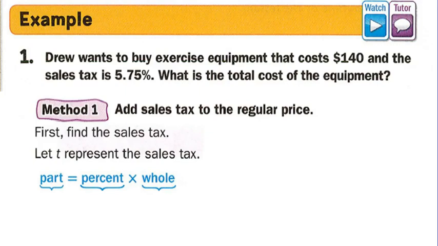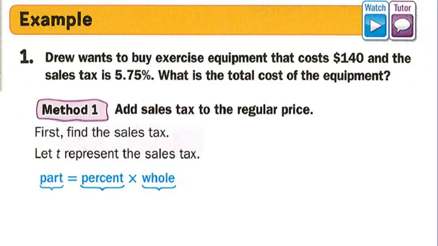What is the total cost of the equipment? So there's a couple different ways we can do it. I'm going to show you two different methods here, all right? The first method is when we add sales tax to the regular price. So we're going to find the sales tax, and we're just going to add that back to our original price.